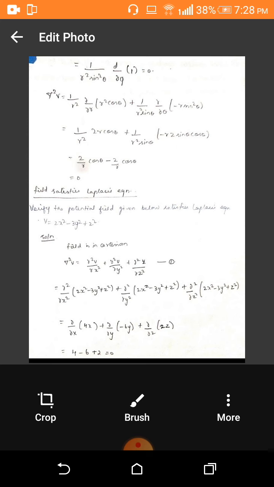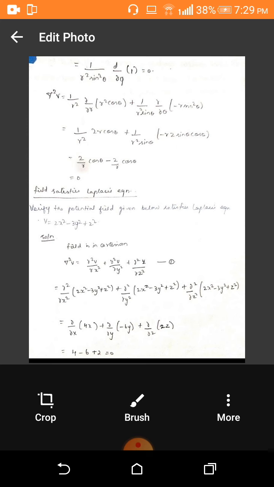So therefore dou square by dou x square into your expression 2x square minus 3y square plus z square, plus dou square by dou y square into your expression 2x square minus 3y square plus z square, plus the last expression dou square by dou z square of 2x square minus 3y square plus z square. So differentiating with respect to x you will be getting 4x, and differentiating with respect to y you will be getting minus 6y, and differentiating with respect to z you will be getting 2z. Therefore you have to once again differentiate. Why? Because you are going to differentiate it two times, dou square.